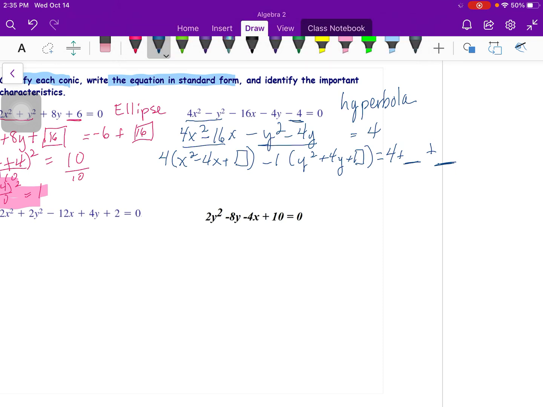So if I complete my square, half of negative 4 is negative 2, squared is a 4. So on this side, I have this 4 I factored out, times this 4 I added in. So this is a 4 times 4 that I must put on this side to keep the equivalency.